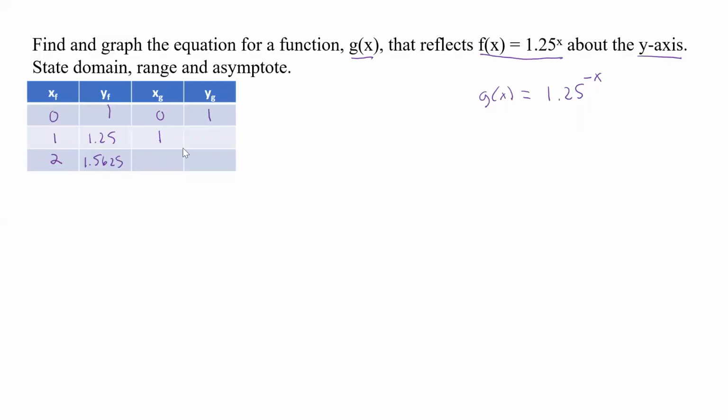All right, so now we have to plug in a 1 here. And so what happens to that? That's going to be 1.25 to the negative 1. And so what we're going to do is we're going to start getting really small numbers. And so 1.25 to the negative 1 gives us 0.8.